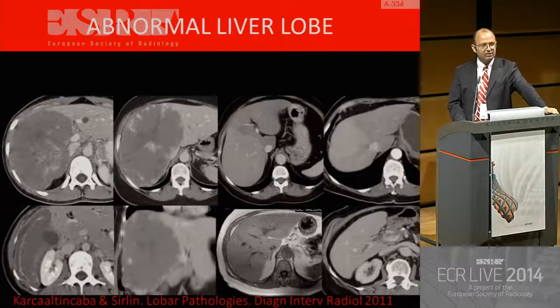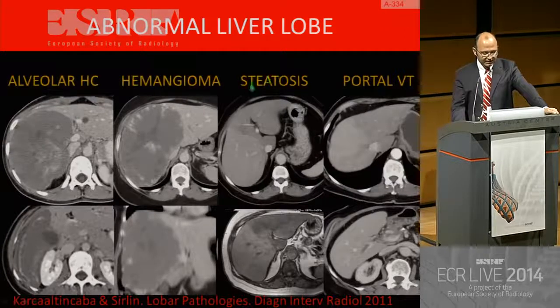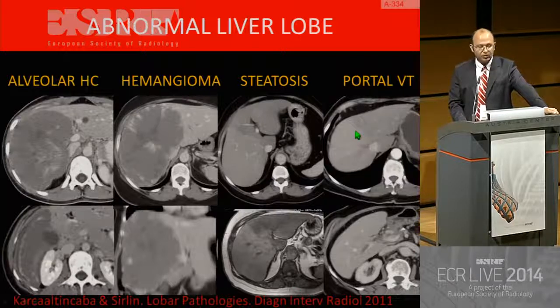Okay, abnormal liver lobe. Look at these two patients, similar. This one is a lobar hemangioma, but this one, these are not hypervascularity, these are calcifications. This was an alveolar hydatid cyst. And look at this one. This one was a fatty liver, which we proved by MRI, but look at the hypervascularity in the right lobe. It is due to the portal vein thrombosis because you have compensatory increased flow to the right lobe from the hepatic artery.